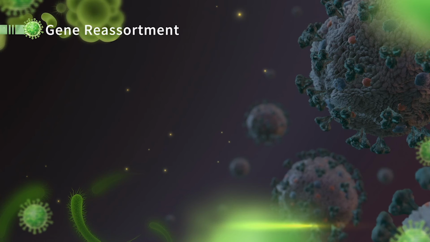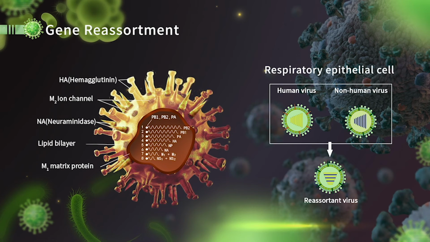A typical example of gene reassortment is flu virus. When human flu virus and non-human flu virus, for example, avian flu virus, infect one respiratory epithelial cell, the reassortant virus may contain some segments from human virus and some segments from avian virus. And the reassortant virus may have the ability to cause severe disease and be transmitted from person to person. That could be a big disaster.